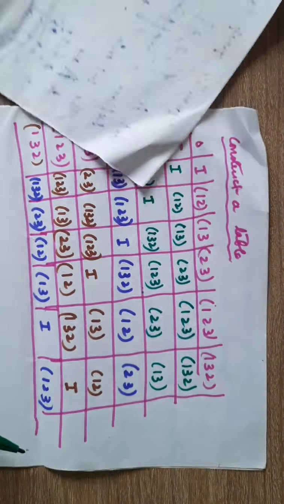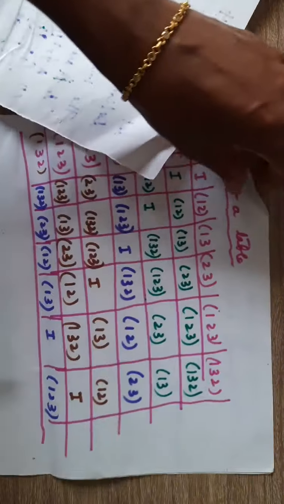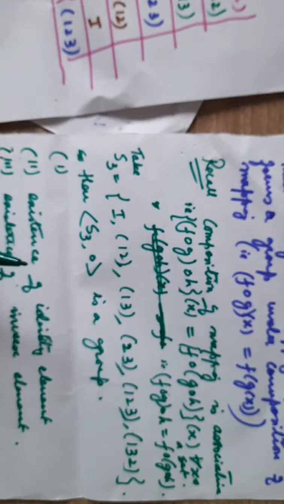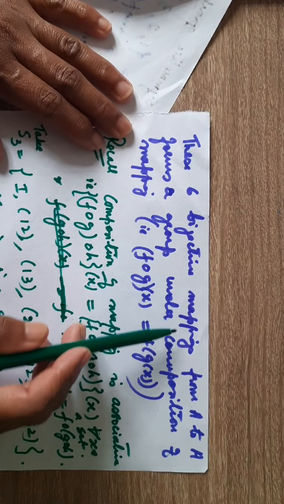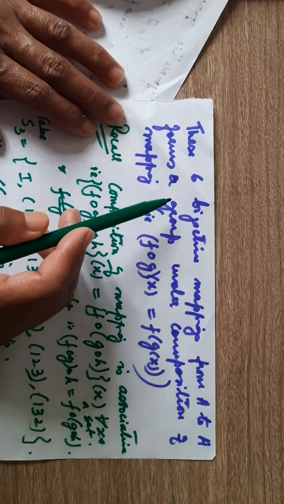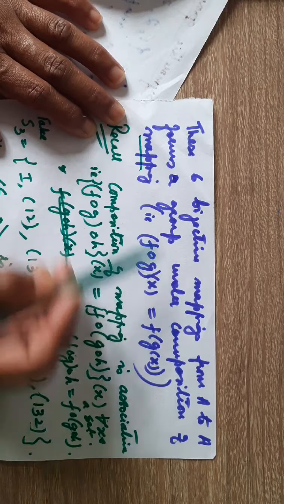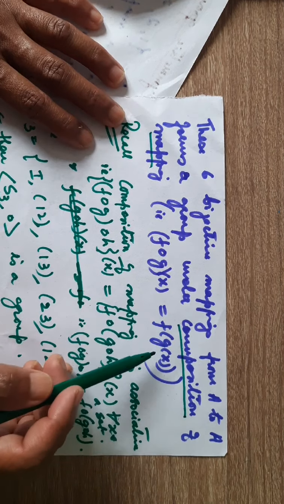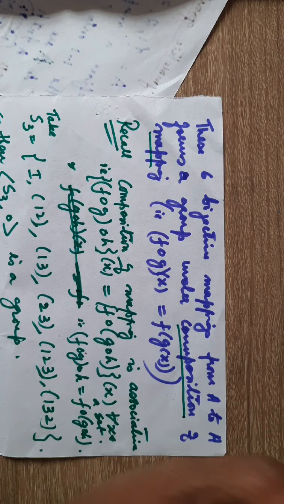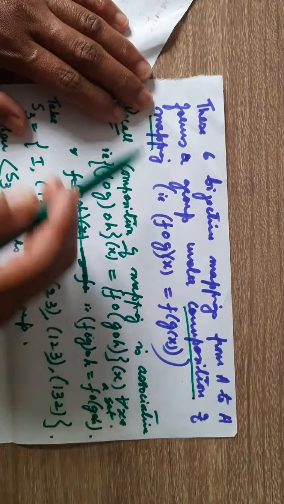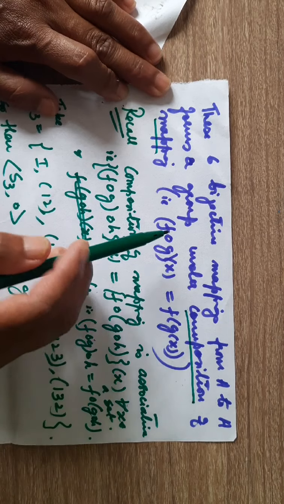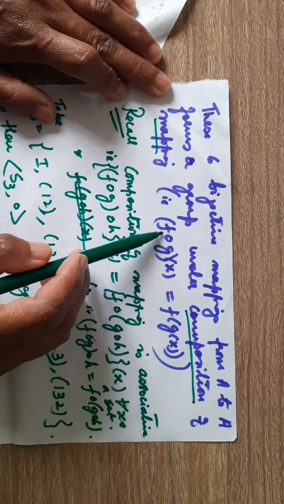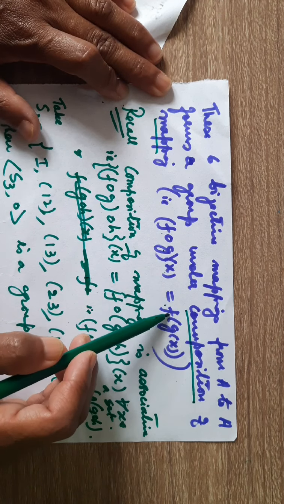Now let us show that these 6 bijective mappings from A to A, this S3, form a group under the composition of mappings. That means the binary operation here will be the composition of mappings. You have done this composition of mappings in the first semester, so you can just go through those notes. What is composition of mapping? That is, F composite G of X is defined as F of G of X.